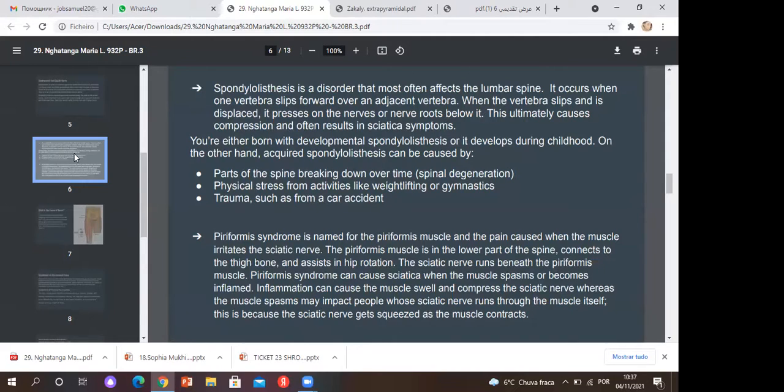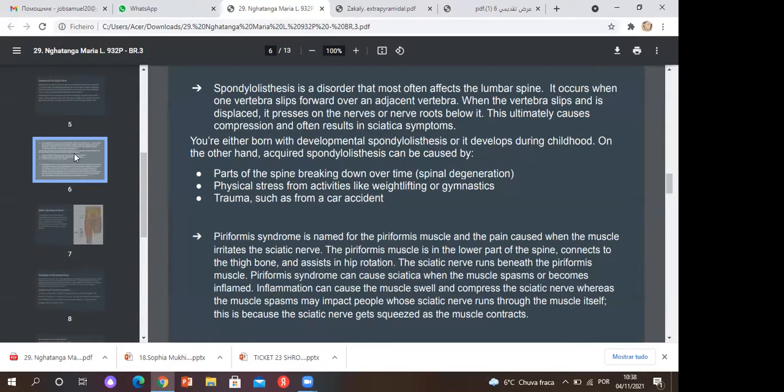And then we also have piriformis syndrome. It's named for the piriformis muscle and the pain caused when the muscle irritates the sciatic nerve. So this syndrome also can lead to sciatica syndrome. Sciatica syndrome is one of the main ones, and then we have these sub-syndromes that also lead to sciatica syndrome.